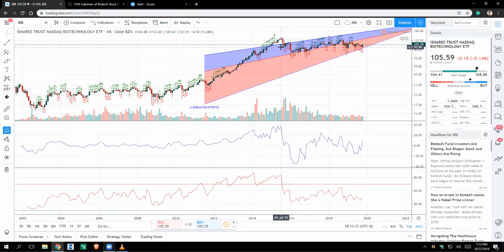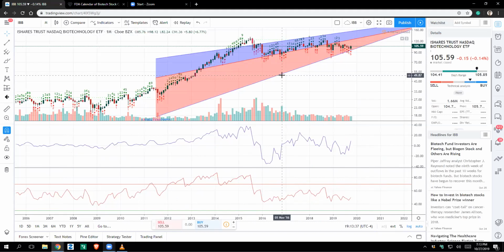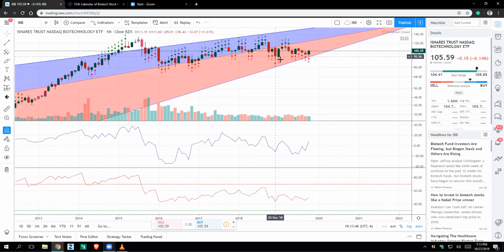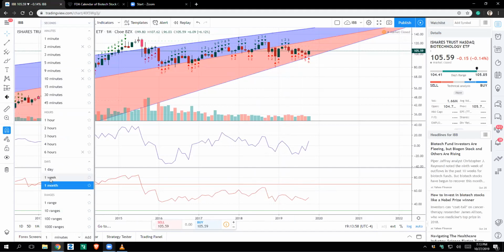So we see a clear top here, 2015. This was after this drug pricing issue started, and then IBB went up. And here we see it going down. Here it made another top. Let's see the weekly.